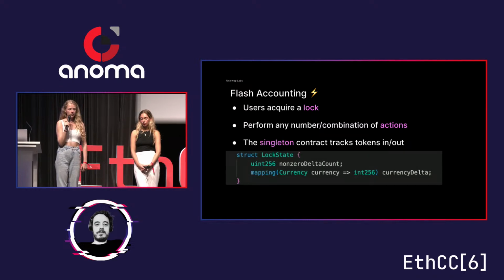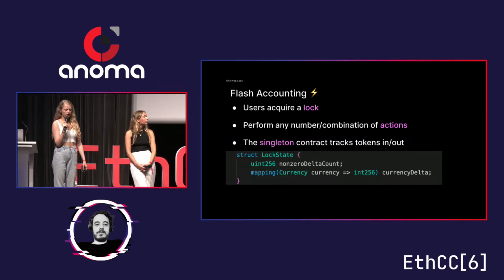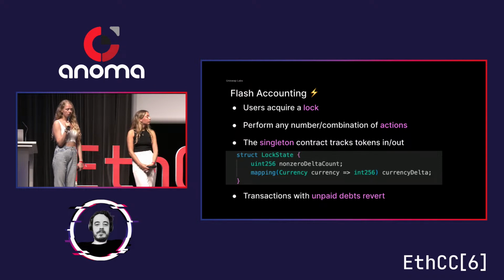And the singleton contract tracks all of the tokens going in and out of the contract overall using this currency delta. And then at the end of the transaction, when you're finished with your actions, the contract checks if you've paid all of your debts and you've taken out all the tokens that you were meant to take out. And if you haven't, then the whole transaction reverts and it's like it never happened. And if you have paid them, then great.